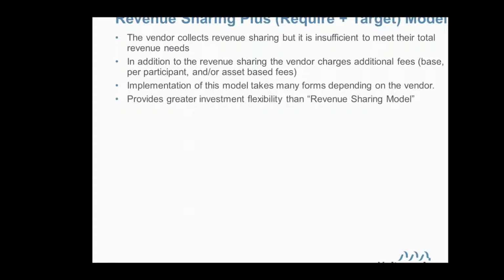Implementation of this model takes many forms depending on your vendor. It does provide greater investment flexibility than the revenue sharing model because any funds that you do want to use, again, using Vanguard as an example, they don't pay revenue sharing. Therefore, the record keeper will not receive any fees. In this model, you can assess a fee either to the total plan assets to make up for that shortfall or specifically to the funds that don't pay revenue sharing. So much more flexibility here.